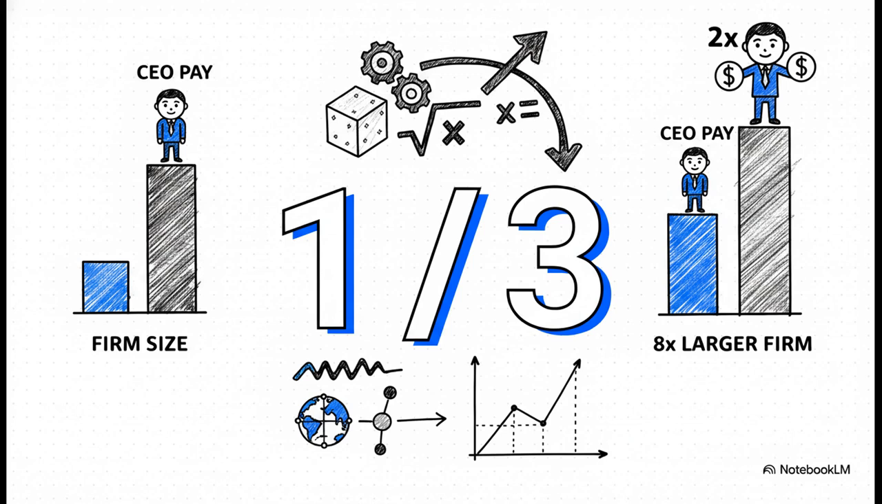known as Robert's Law. Basically, if a firm becomes 8 times bigger than the median firm, the CEO makes exactly twice as much. Why? Because 8 to the power of 1/3 is 2. The pay scales exactly with the size of the firm to the 1/3 power.